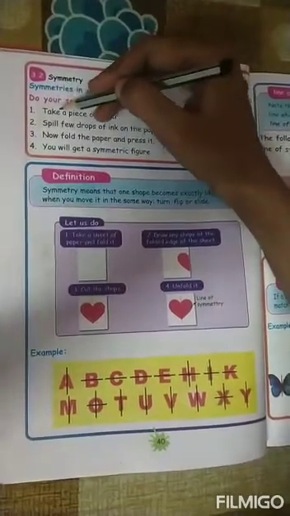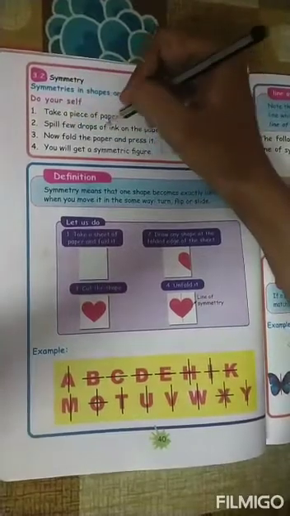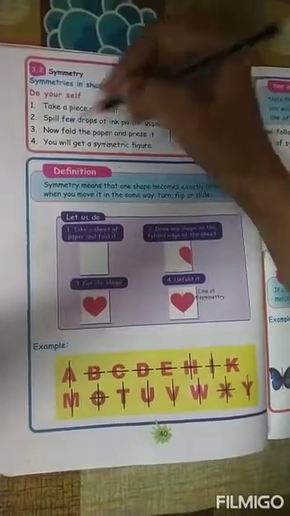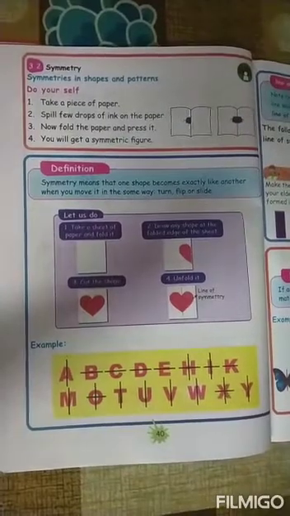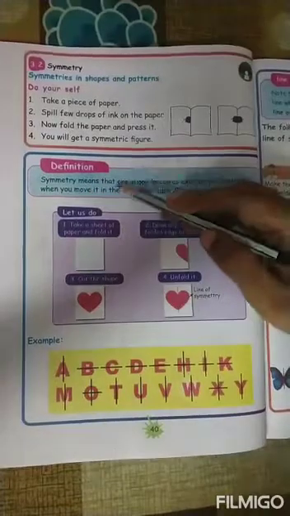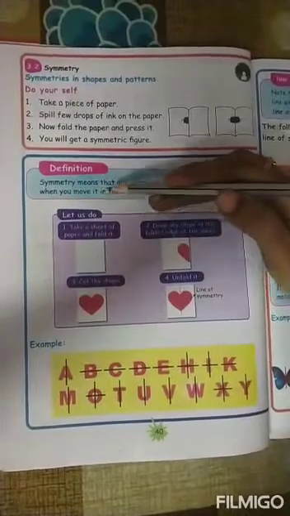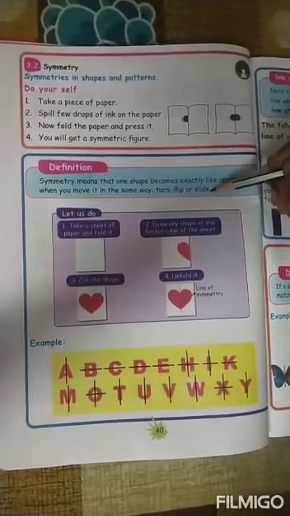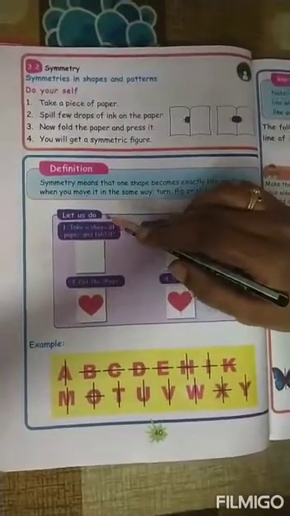Do it yourself. Take a piece of paper, spill a few drops of ink on the paper. Now fold the paper and press it. You will get a symmetric figure. Both the sides will be the same. Okay, so the definition of symmetry means that one shape becomes exactly like another when you move it in some way: turn, flip or slide. Here they have given an example.